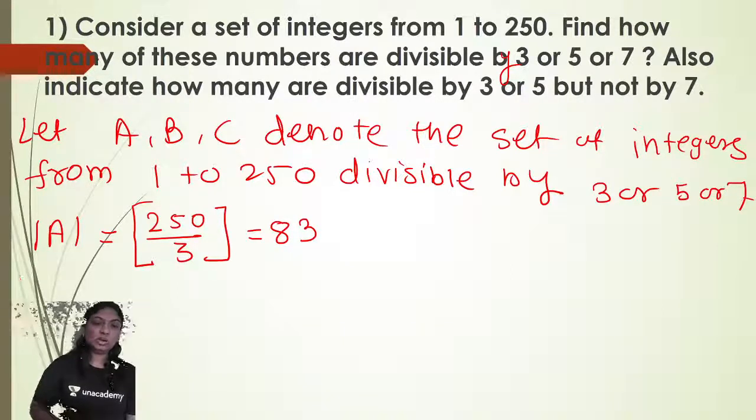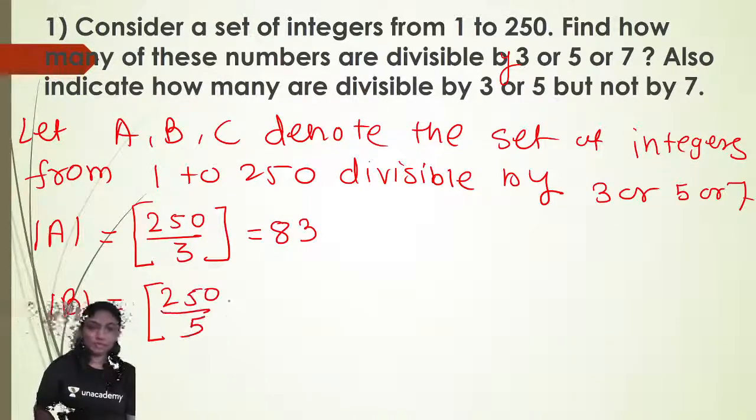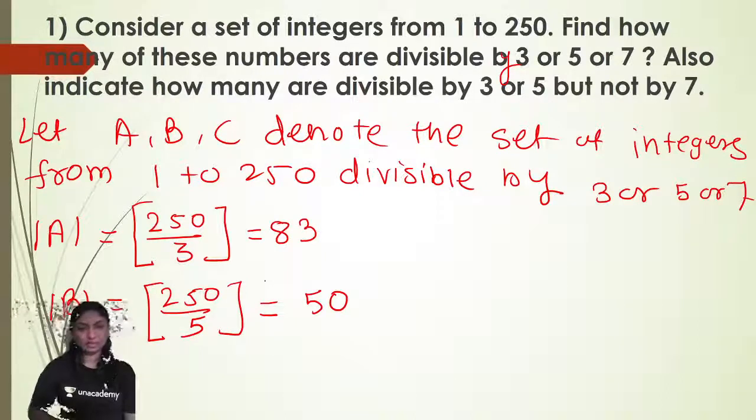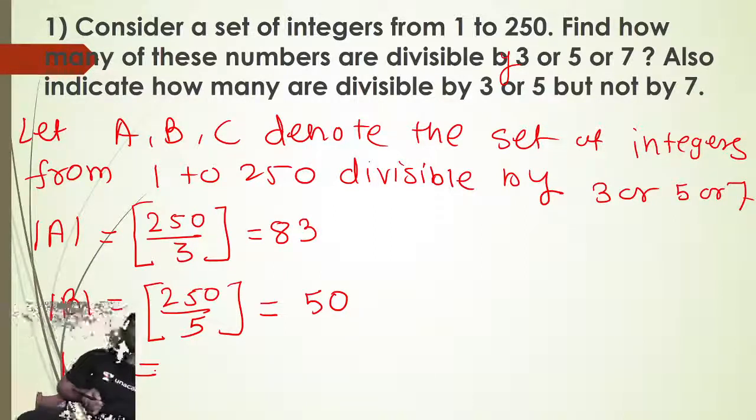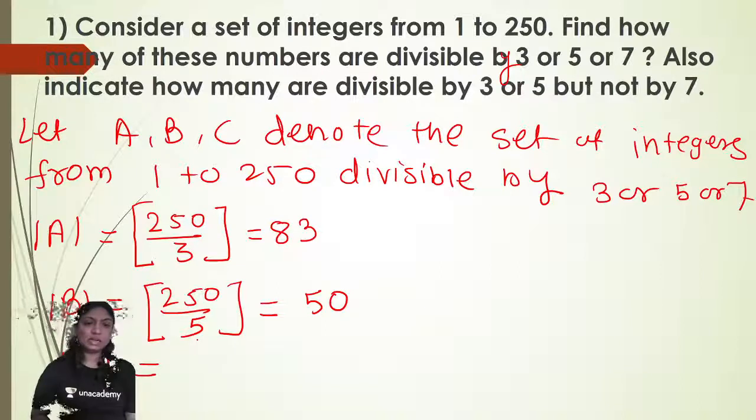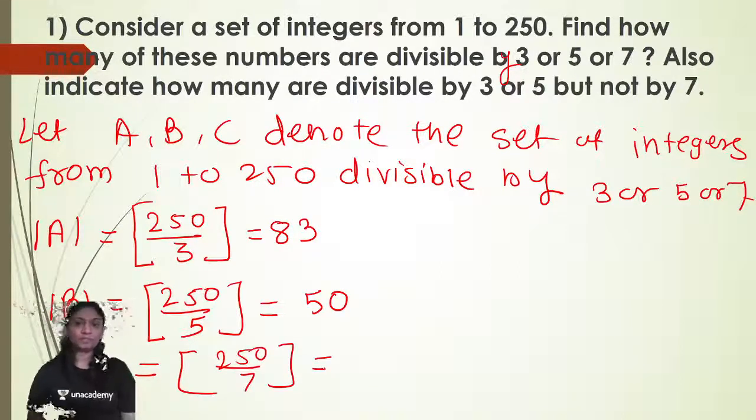Right. Now cardinality of B is equal to the number of integers which are divisible by 5. So we can write 250 by 5, which is 50. Integral part is 50, right? Cardinality of C is the number of integers which are divisible by 7. So 250 by 7, the integral part is 35, right? So cardinality of C is equal to 35.